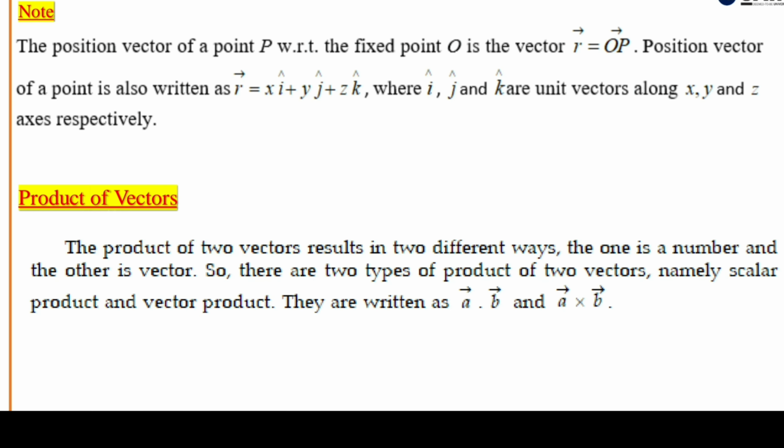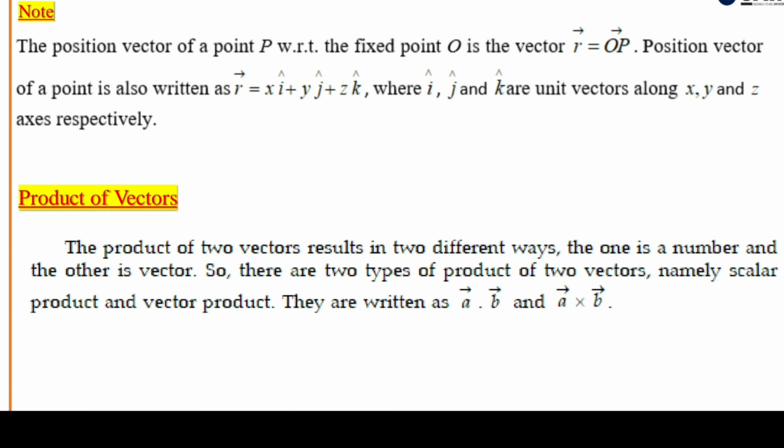Now the position vector of a point P with respect to the fixed point O is the vector R vector, which is given as OP vector. That is what I told you. R vector is xi cap plus yj cap plus zk cap. That is what they have given here, where i, j, k are the unit vectors.